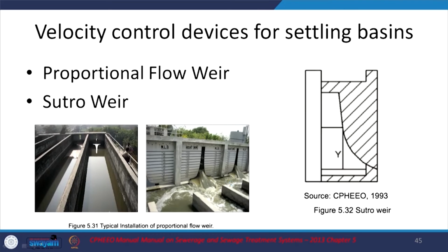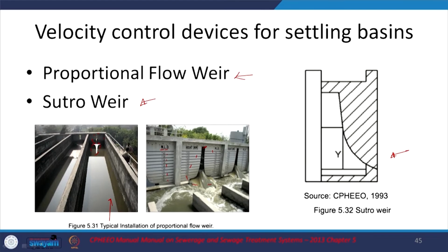So, the flow is in this direction. As I mentioned, constant flow velocities have to be maintained, and how do they do that? They do that by using either the proportional flow weir, as you can see here, the reflection is seen here and the exit is seen from the other direction, or the Sutro weir, I guess, that is what you see here. Again, the point is to maintain constant velocities even at different flow rates.